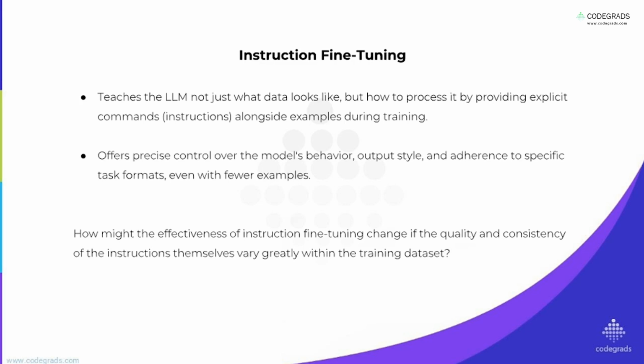But what happens if our instructions are messy? If the quality and consistency of instructions vary wildly in the training data, the model gets confused. It's like giving someone conflicting directions. They won't know what to do. Clear, consistent instructions are key to success here.